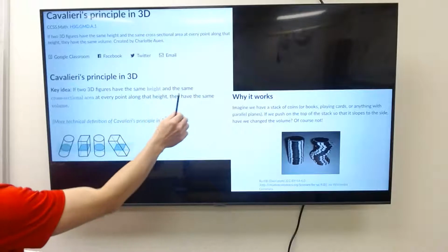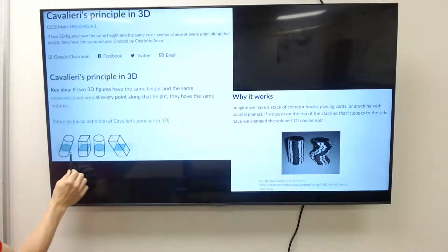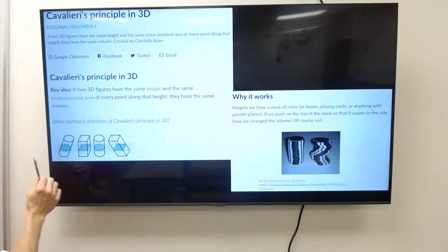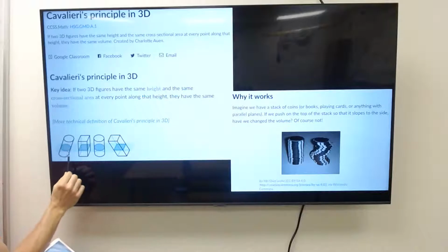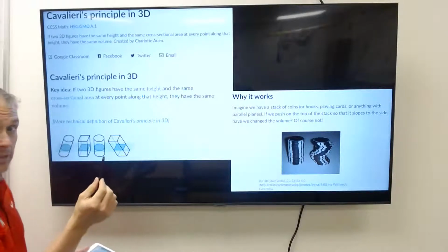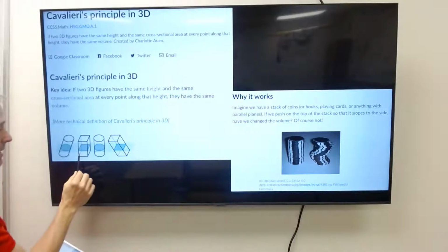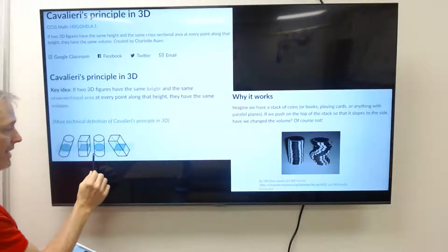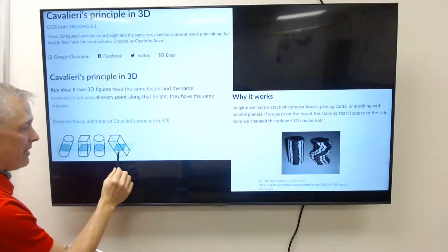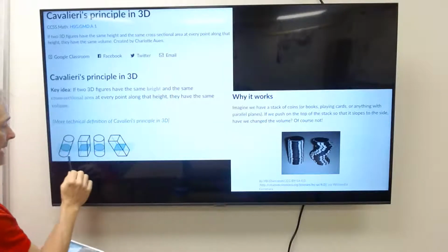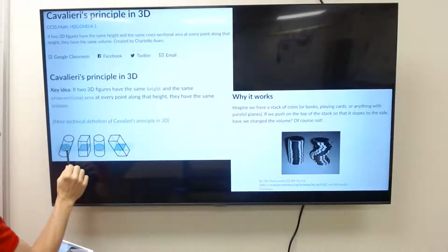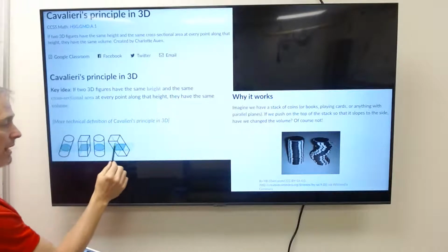Same deal, two 3D figures with the same width at every single place. Now, if the actual area of this circle was, let's say, 3 pi, and the area of this square was 3 pi, and the area of that circle was 3 pi, and the area of that square was 3 pi. And then halfway up, it was still 3 pi, 3 pi, 3 pi, 3 pi.